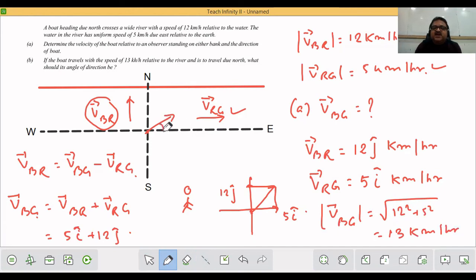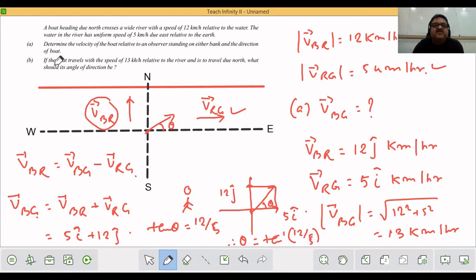If I consider this angle as theta, so what would be the value of tan theta? Tan theta is equal to height by base. Height is this much, that is 12 by 5. Therefore, theta is equal to tan inverse of 12 by 5. Is it clear? This is the first part, solution.